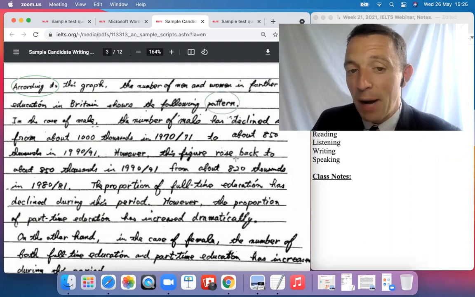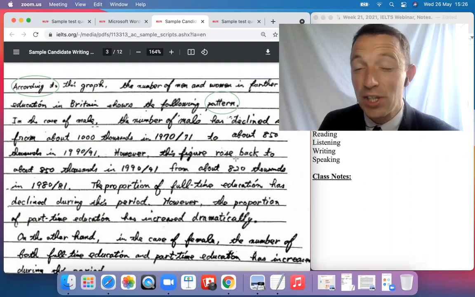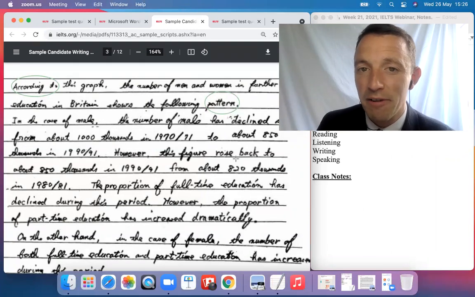So that's very good vocabulary as well. A pattern is like a sequence or a design. And in this situation, it's very appropriate and it's very, very good vocabulary.